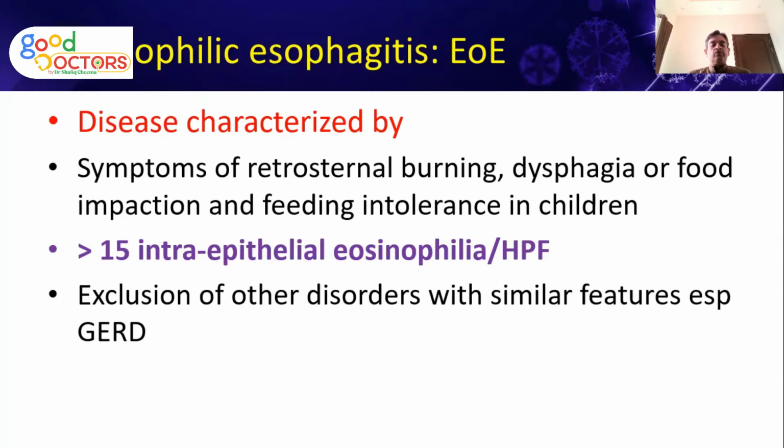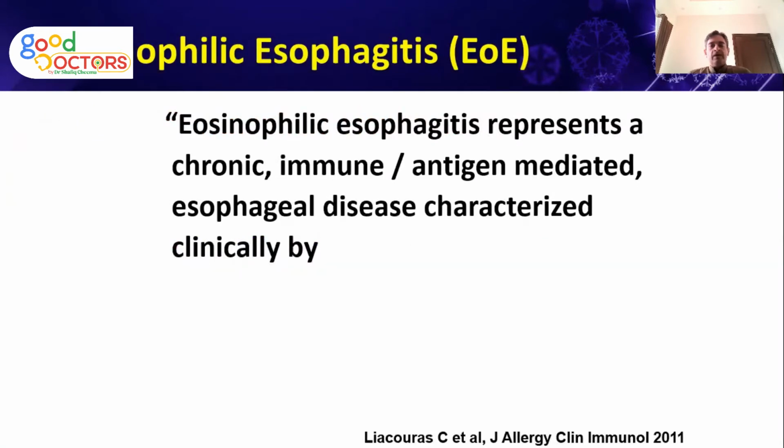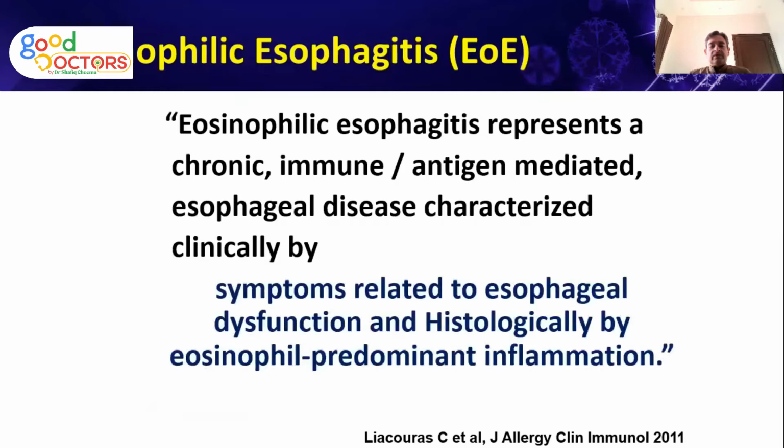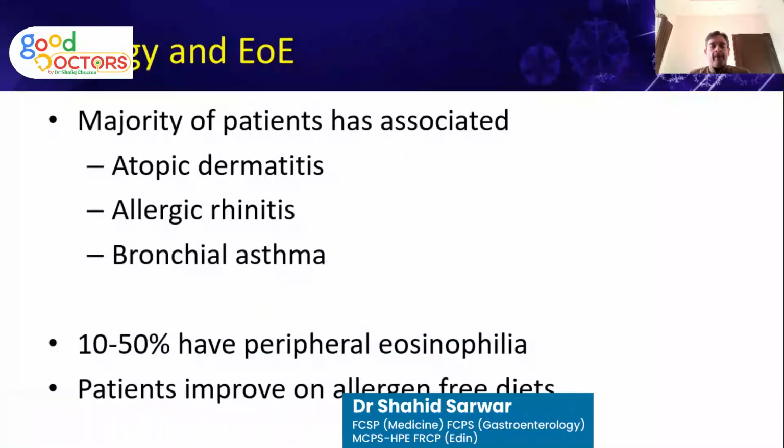And obviously, you are going to rule out the other disorders which will present with similar manifestations. And we all know retrosternal burning and dysphagia is a common presentation of patients with gastroesophageal reflux disease. So we can say it basically represents a chronic immune antigen-mediated esophageal disease, which is characterized by symptoms due to esophageal dysfunction. And histologically, we have already talked that the presence of more than 15 eosinophils per high power field confirms the diagnosis of eosinophilic esophagitis.